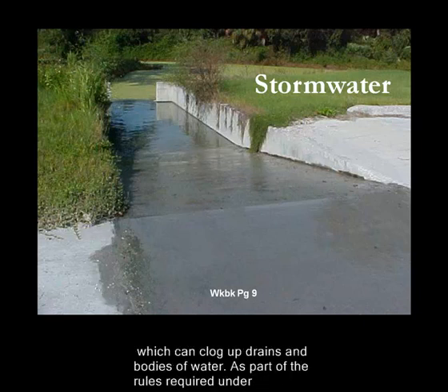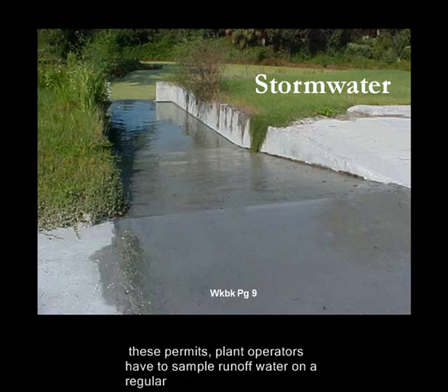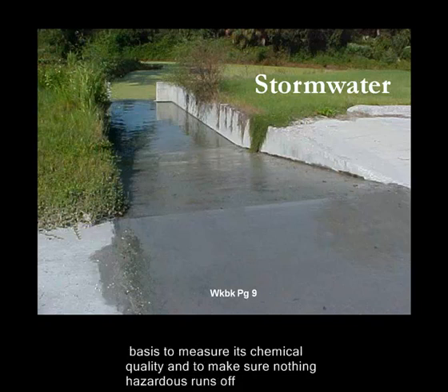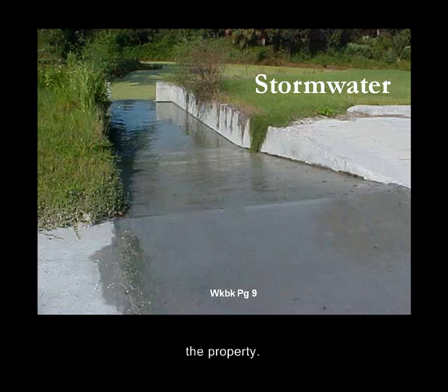Stormwater is regulated because it can carry a high amount of dirt and silt, which can clog up drains and bodies of water. As part of the rules required under these permits, plant operators have to sample runoff water on a regular basis to measure its chemical quality and to make sure nothing hazardous runs off the property.